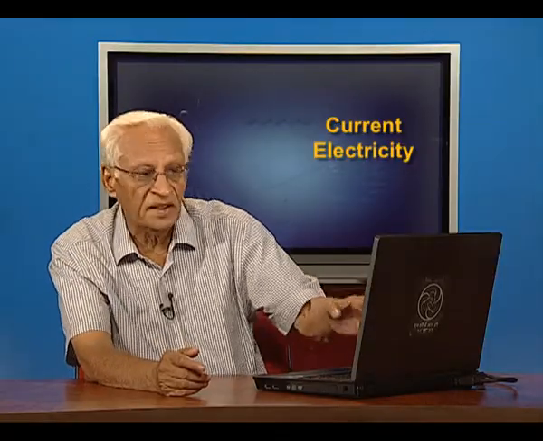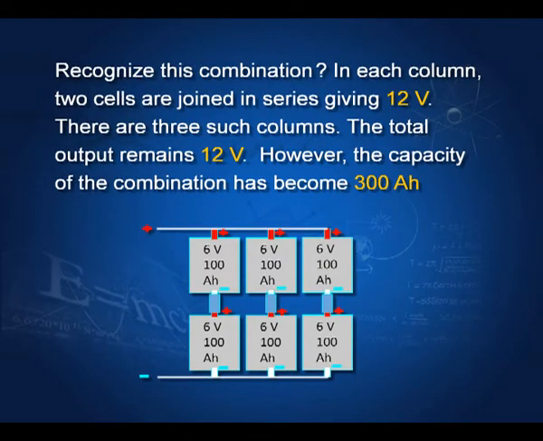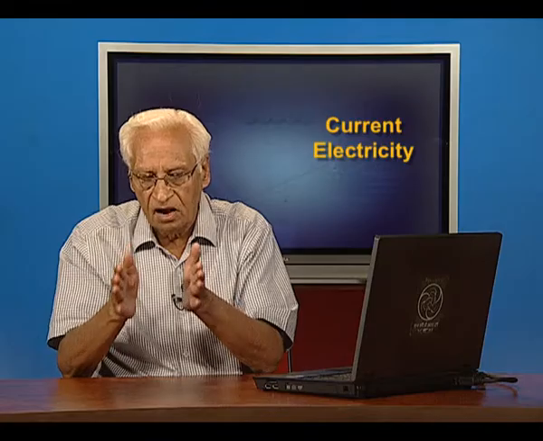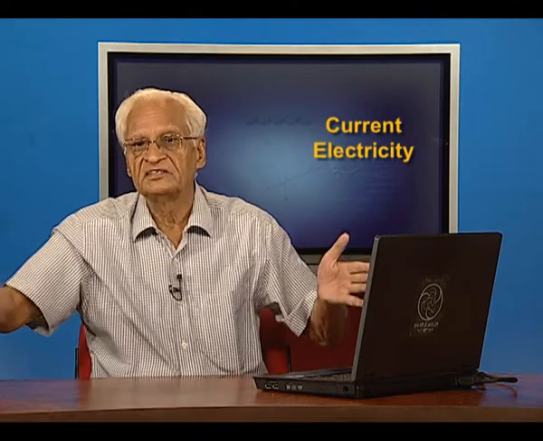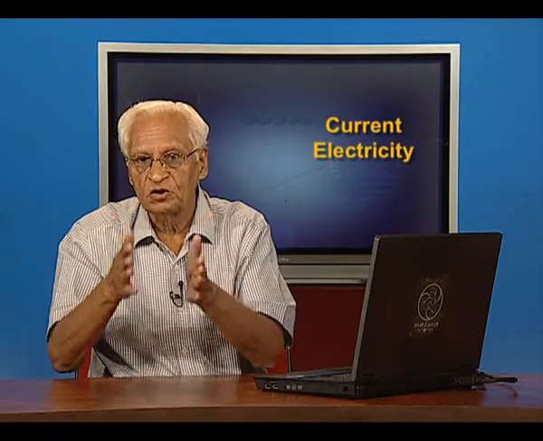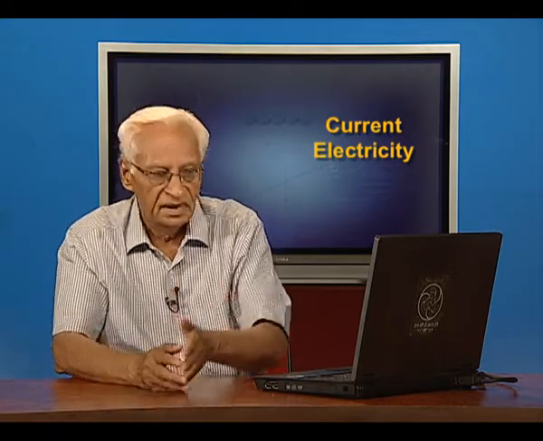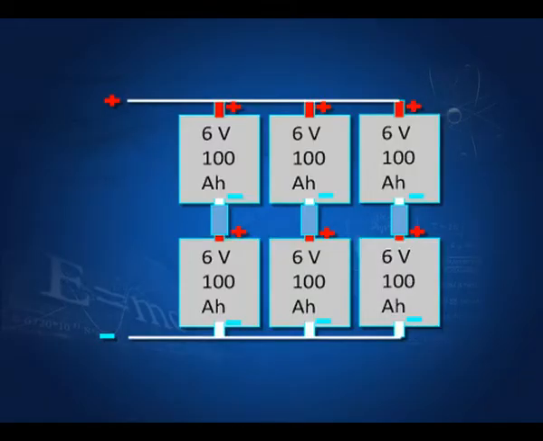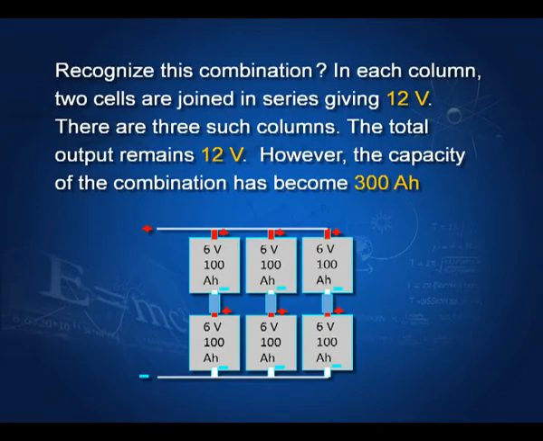However, the capacity: it was 100 ampere hours, 100 ampere hours, 100 ampere hours here. You see, 2 cells in parallel or 3 cells in parallel is like making a very big cell, and I told you that the capacity of a cell depends on the total material available, and therefore, the capacity of this combination is 100 plus 100 plus 100, that is 300 ampere hours.